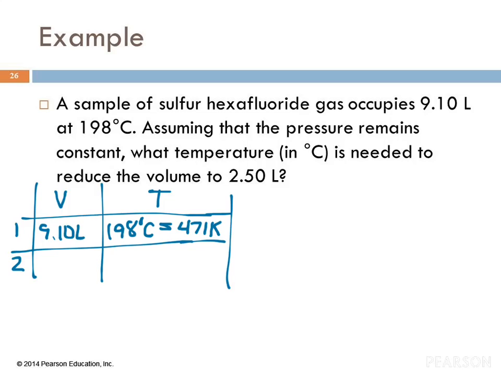So 9 liters at 198. Assuming the pressure remains constant, what temperature is needed to reduce the volume to 2.5? So here's the volume at the second thing, 2.5 liters, and this is T2, and that's what we're solving for.